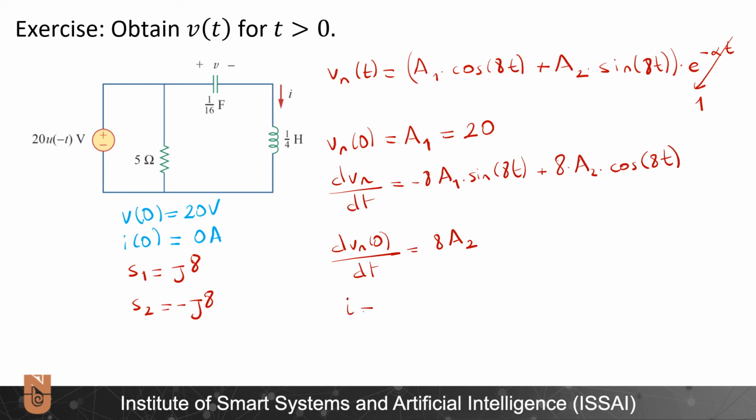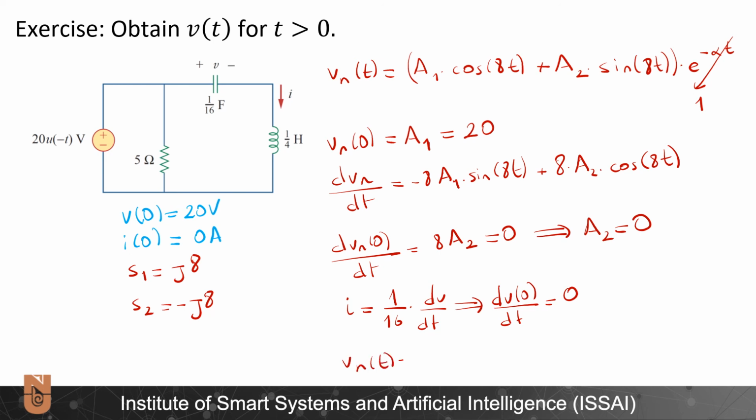And I have one more equation. We had found I is equal to 1 over 16 times dv over dt. And from here I have dv0 over dt is equal to 16 times I0, and this is equal to 0. So in other words, this expression will be equal to 0, and from here I get A2 as 0. Finally, my final expression for the circuit becomes A1, which is 20, times cosine 8t. This is my final solution.